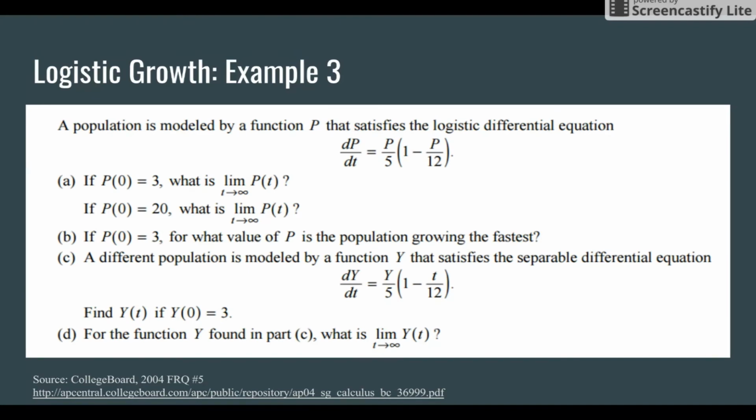Part A asks us, if P of 0 is equal to 3, what is the limit as t goes to infinity of P of t? It also asks us, if P of 0 is equal to 20, what is the limit as t goes to infinity of P of t? For part B, it says, if P of 0 is equal to 3, for what value of P is the population growing the fastest? For part C, a different population is modeled by a function y that satisfies a separable differential equation, and they ask us to find y of t if y of 0 is equal to 3. For part D, they asked us to find the limit as t goes to infinity of y of t, which we found in part C.